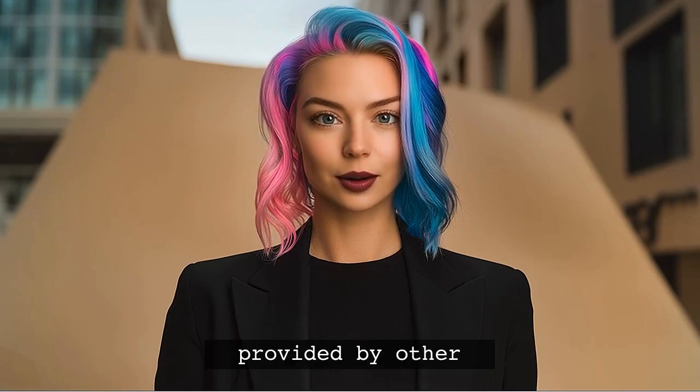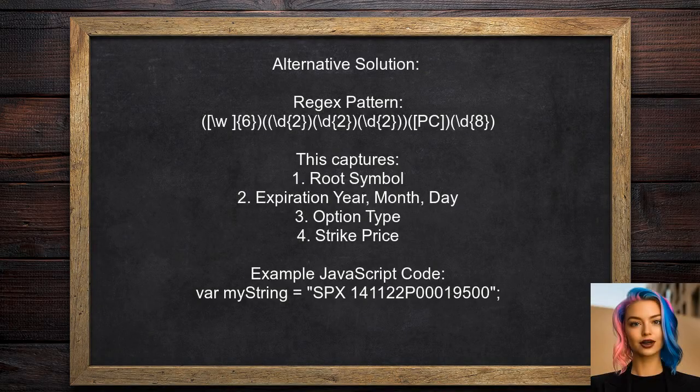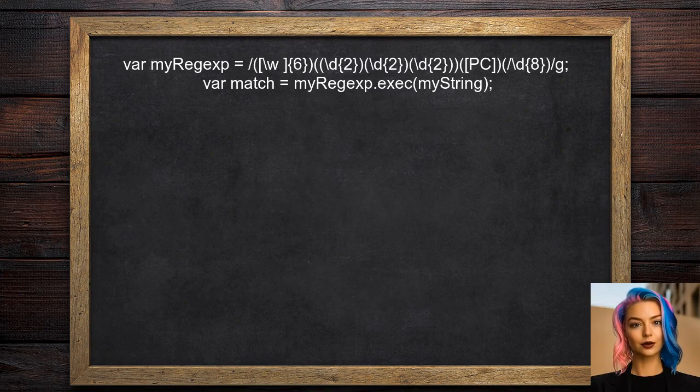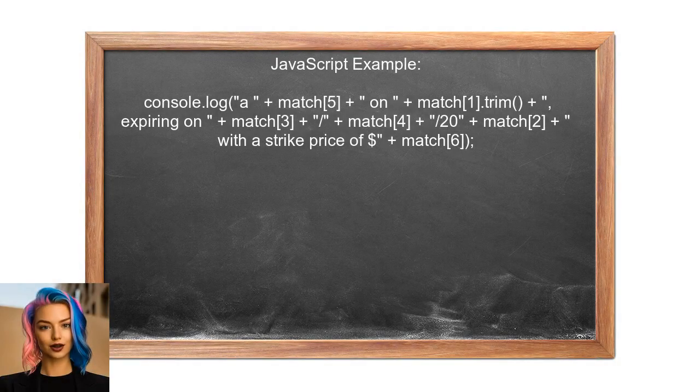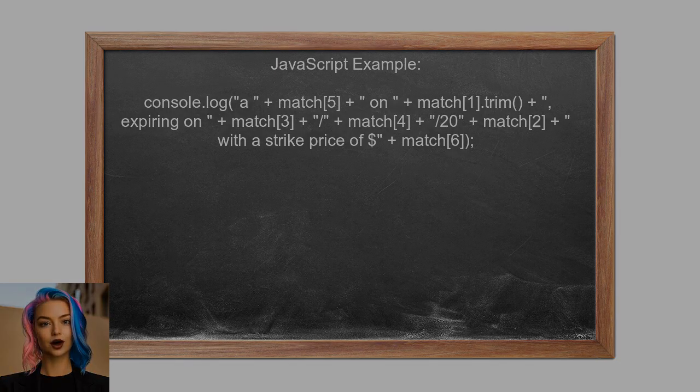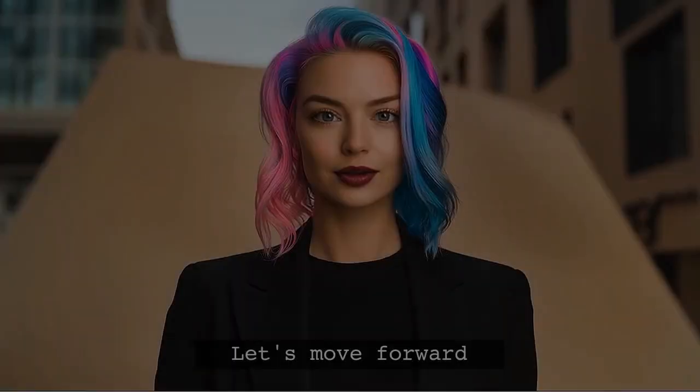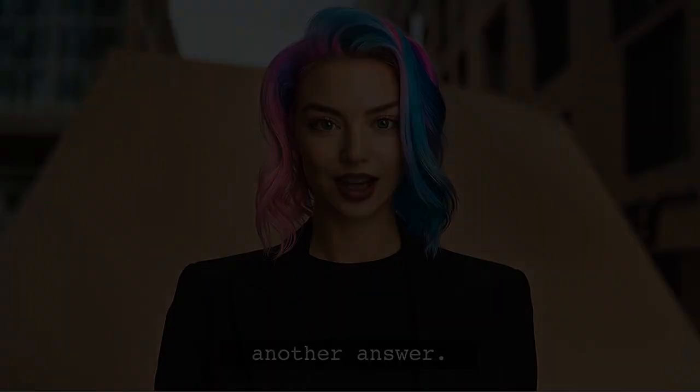Now, let's look at the answers provided by other users. An alternative approach provided by a user involves using a regular expression to parse the OCC option symbol. They suggest a Regex pattern that captures the root symbol, expiration date, option type, and strike price. The user also provides a JavaScript snippet that demonstrates how to use the Regex to extract and format the information from the option symbol. Let's move forward and look at another answer.